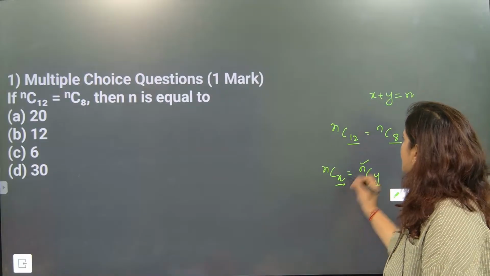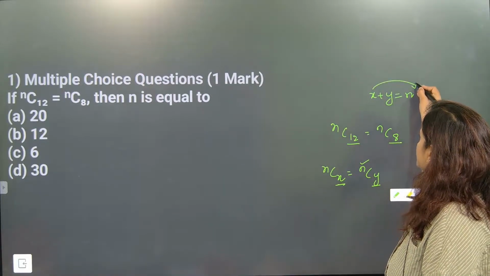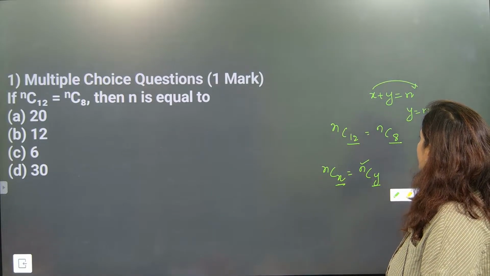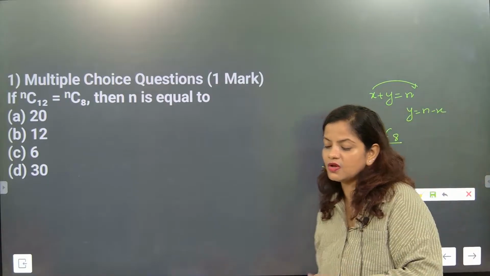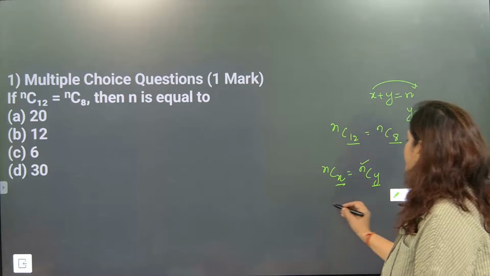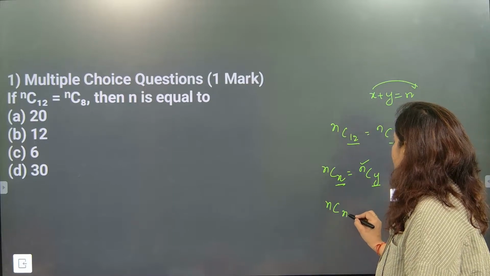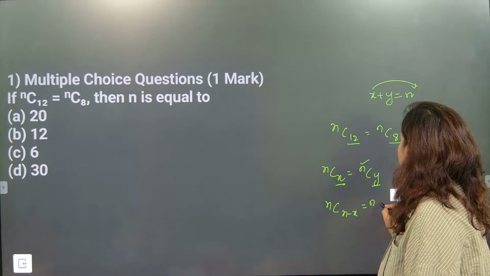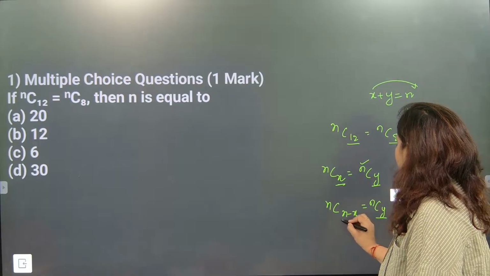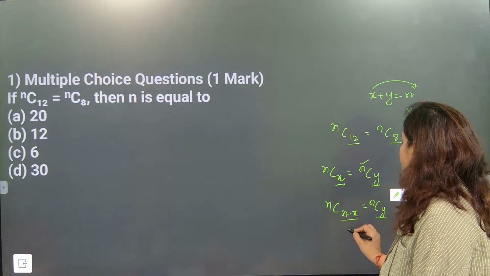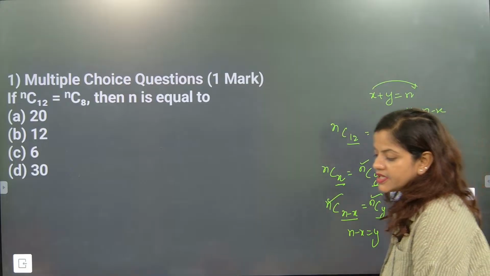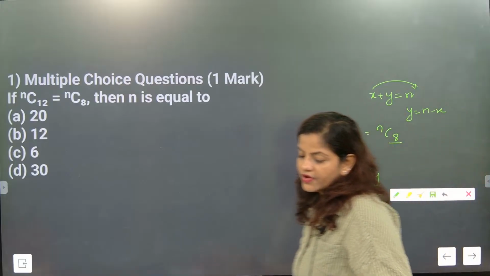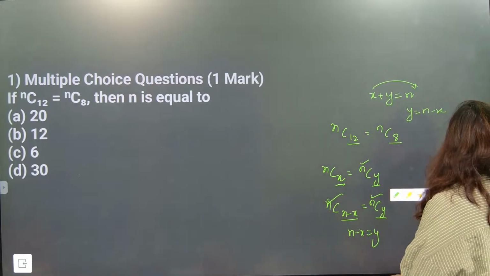Okay, so now here we can shift this one out. So y = n - x. Because in an equation LHS is always equal to RHS, we can write nC(n-x) = nCy. So instead of y we can write n - x. So definitely n - x = y because the upper limit is exactly the same. This is the only way to solve the question. Okay, shall we go for the next question?